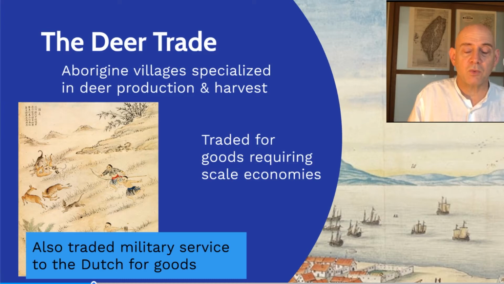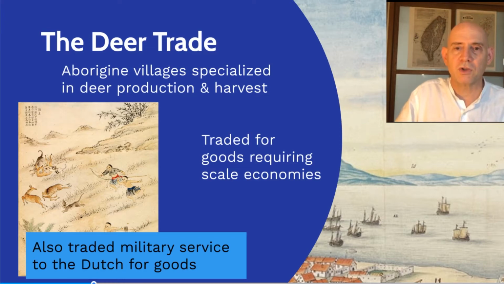And what the Aborigines wanted in return, both for the deer and for their military service, was goods that needed scale economies to produce. Some of the most important goods would probably be metal goods. It doesn't seem like the Aborigines were producing metal goods anymore. But they also traded for other goods. One of the things they would trade to China for was salt. It seemed like the Chinese had big salt operations that were producing salt rather cheaply. The Aborigines probably could have produced salt, but it would probably have been more costly for them to do it themselves.